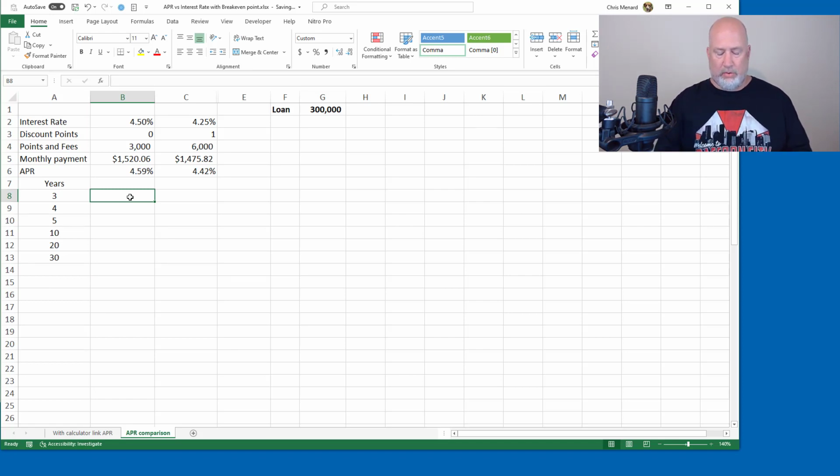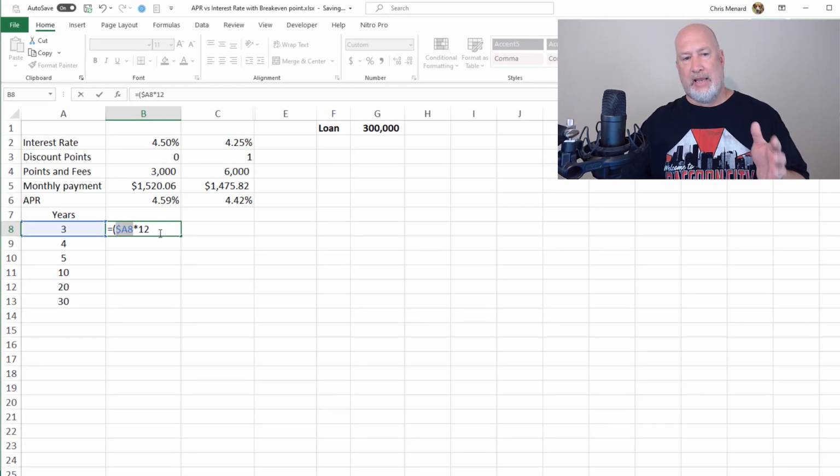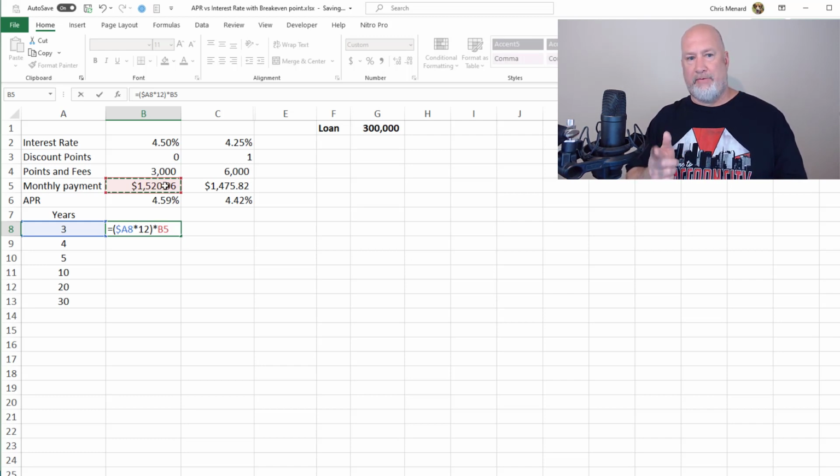So, 3 years, times 12, 12 months in a year. I know I'm going to end up going across and down with this, so I'm going to use a mixed reference here. $A8 times 12. That will give me 36 months times how much money am I paying every month? That's my monthly payment. I'm going to make that one a mixed reference, the B5, F4 once, F4 twice. I'm freezing the row, not the column. So the dollar sign is before the number 5.